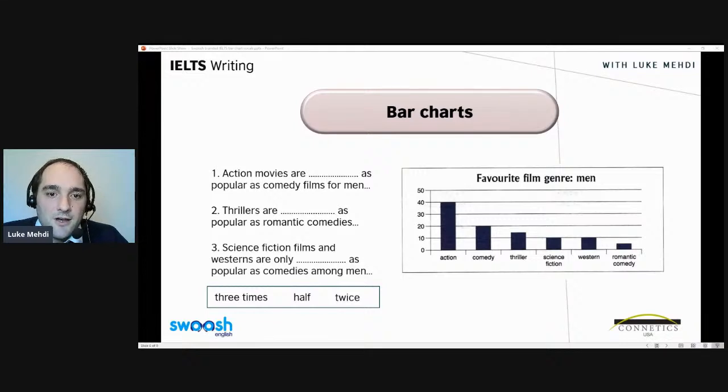Number 2, thrillers are something as popular as romantic comedies. Oh, some people got half for number 2. Half for number 2. Don't look at comedies, look at romantic comedies. Thrillers are half as popular as romantic comedies. Are we sure?